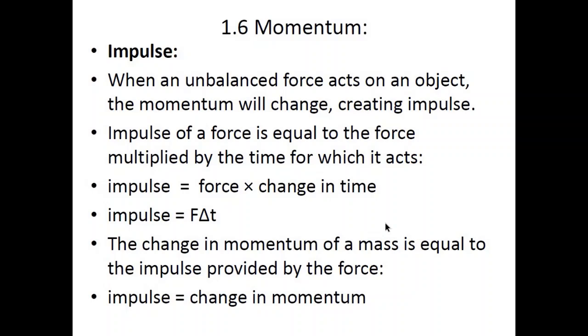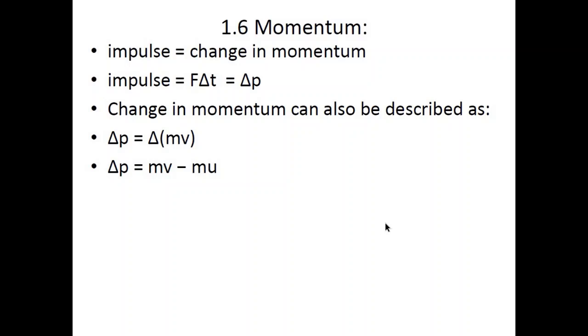The change in momentum of a mass is equal to the impulse provided by the force. Hence impulse equals change in momentum, and impulse is F delta T or F into T, and since it is also equal to change in momentum, we can say that it is equal to delta P. P is momentum, so if we equate these two formulas together, then the change in momentum is mv minus mu, meaning mass into final velocity minus mass into initial velocity. v is the final velocity, u is the initial velocity.